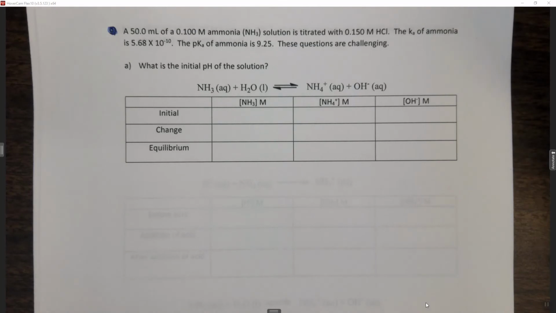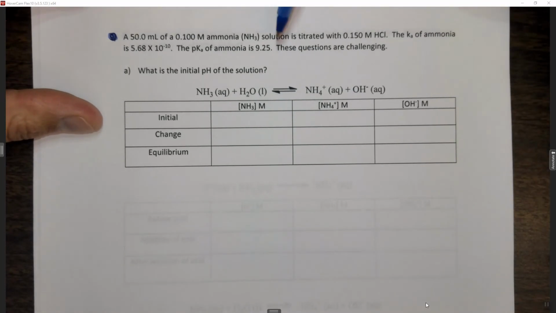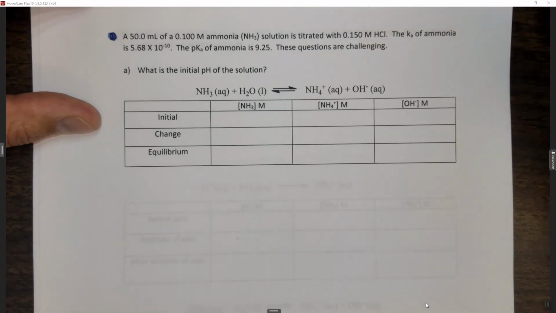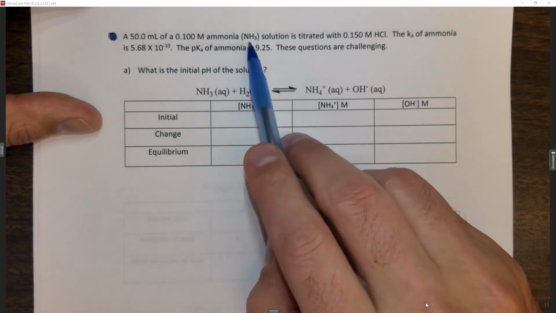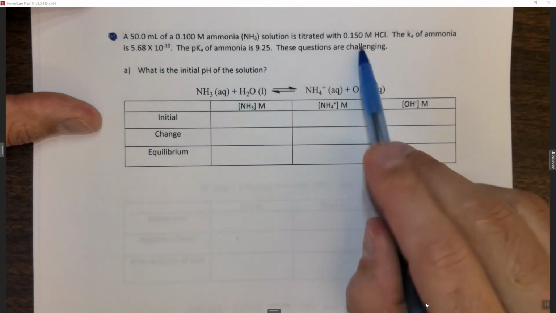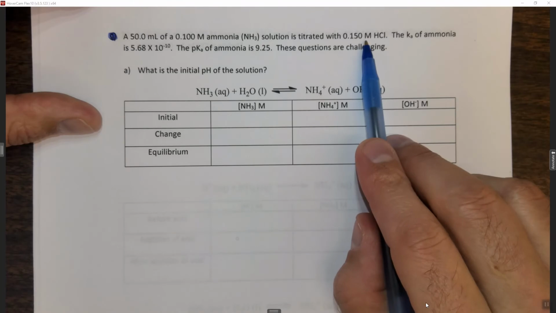So in the previous question, we looked at the titration of a strong acid and a strong base. In this case, we have 50 milliliters of 0.1 molar ammonia titrated with 0.15 molar HCl. The Ka of ammonia is this, the pKa is that, and it just says these questions are challenging, which is an understatement. So basically, we have 50 milliliters of a weak base being titrated with a strong acid.